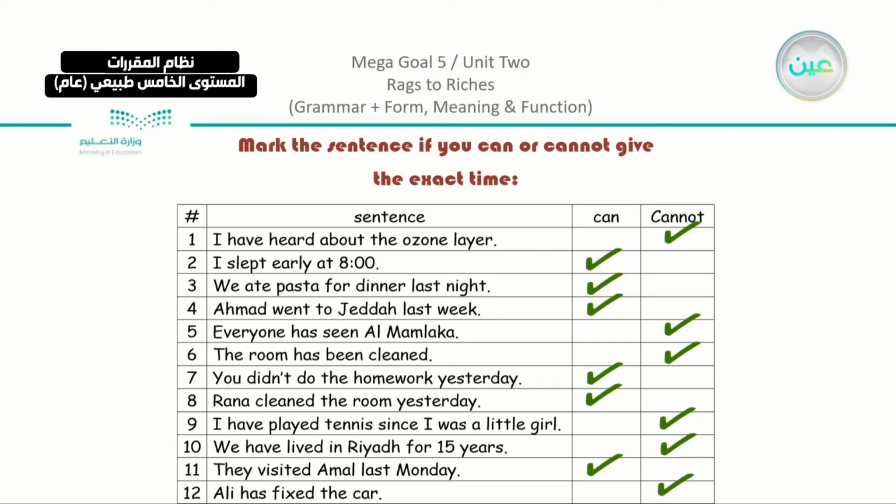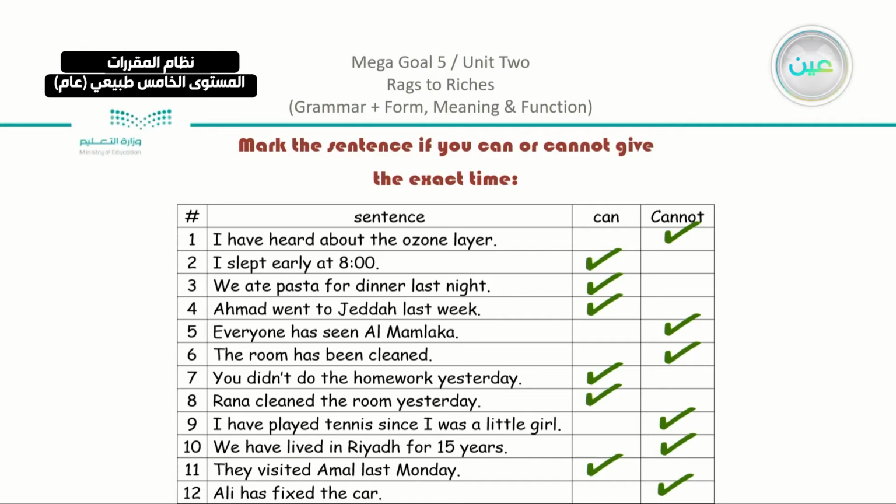You can just give the exact time. Now you can see, for example, we have here 8 o'clock, last night, last week, and so on. The other part, which we cannot give the exact time, if you can see that we have here number 1, number 5, number 6, number 9, number 10, and number 12, there is in the sentence something else. We do not have the exact time, but we have the 2 helping verbs, which are either has or have.